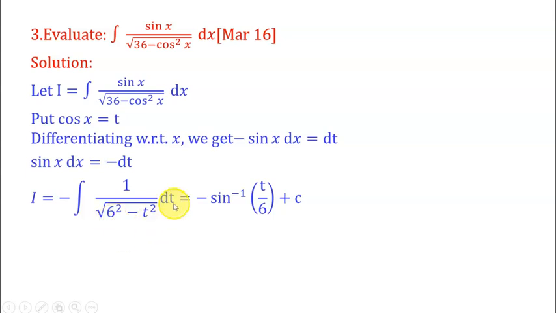And the integral of this is nothing but sin inverse of t upon 6, plus c. Now again resubstitute the value of t. Therefore I equals minus sin inverse of cos x upon 6, plus c. And this will be the answer.